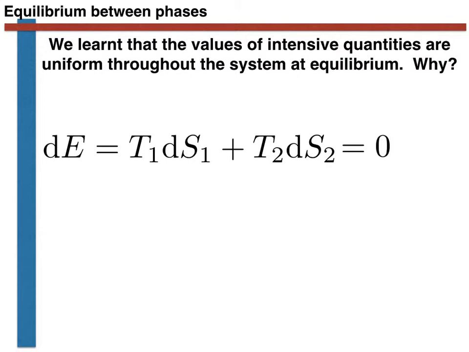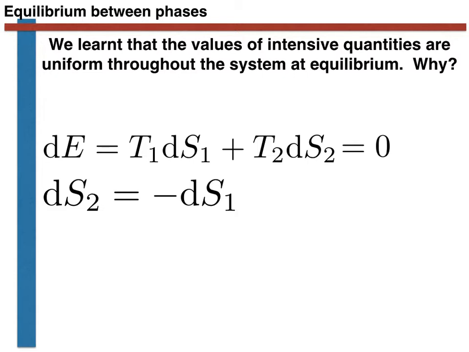We also know, however, that if the entropy of phase 2 increases, then this must be counterbalanced by an equal and opposite decrease in the entropy of phase 1. In other words, we know that dS2 must be equal to minus dS1. This must hold because of energy conservation in the whole system. If this were not true, heat would have to be transferred out of the system, which we said is impossible because the system is isolated.